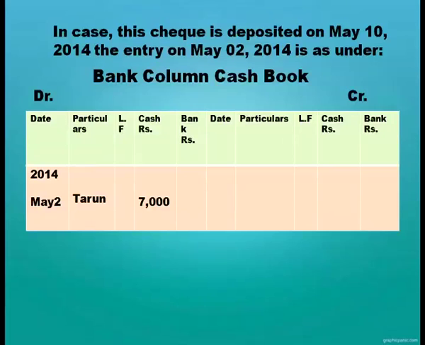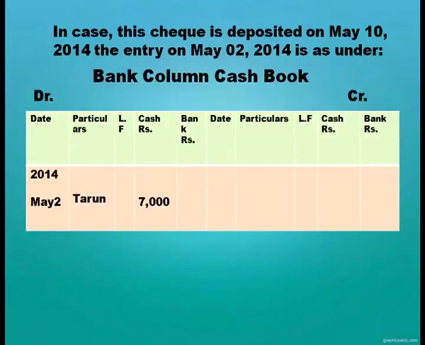In the above case, suppose the check is deposited on May 10, 2014. Then the entry on May 2nd will be different, because the check is not deposited on the same date. So, on May 2nd you will post it like this: in the cash book, on the debit side, "To Tarun", with the amount written in the cash column. Date May 2nd, cash column, amount 7,000.